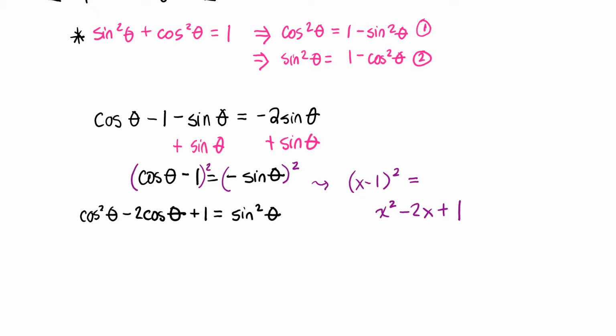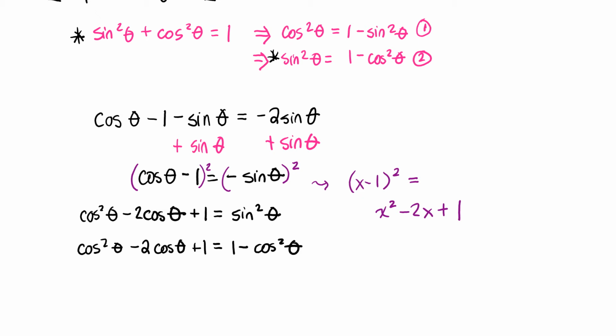Now, we have sine squared theta, and from my identity above, we know that sine squared theta equals 1 minus cosine squared theta. And so we're going to go ahead and make that substitution. So now our problem is going to read cosine squared theta minus 2 cosine theta plus 1 equals 1 minus cosine squared theta. So now we're going to add cosine squared theta to both sides.